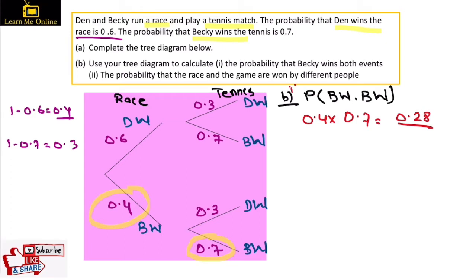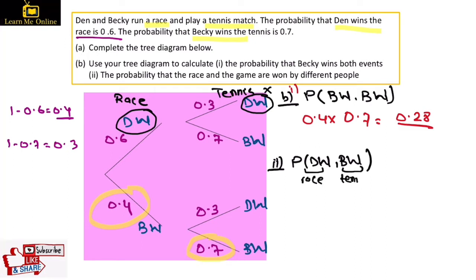This is B(i). There's a B(ii) as well: the probability that the race and the game are won by different people. So it means that one time maybe Becky is winning, and another time Den would be winning. First we write down the combinations for part (ii). If you look at the first one, where Den is winning and Den is winning, we're not going to take this one, because we are choosing the ones where two different people win. So the first combination would be Den wins and Becky wins the next one. In other words, Den would be winning the race and Becky would be winning the tennis game.